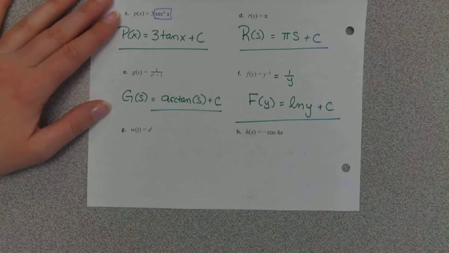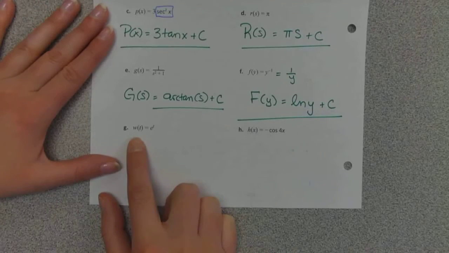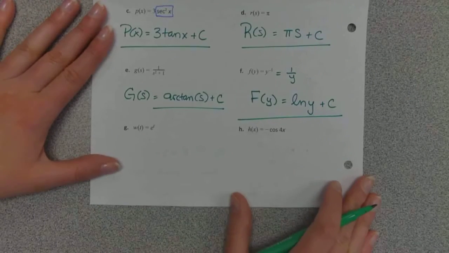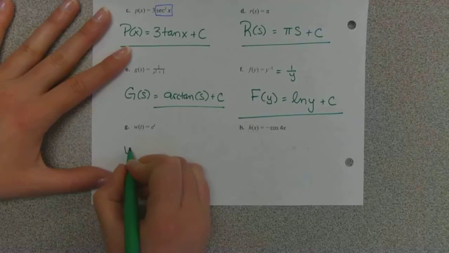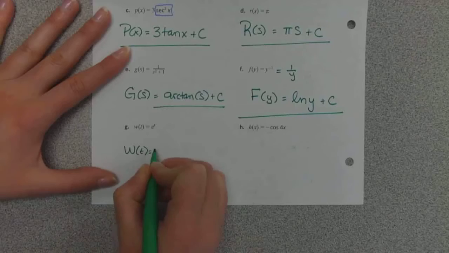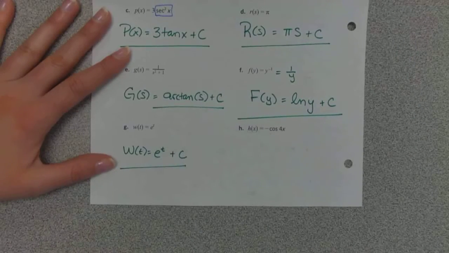Okay. All right, so the last two here, if I have a function little w of t equals e to the t, what function would have given this as its derivative? E to the t. Okay, so capital W of t is e to the t plus any constant, because the derivative of e to the t is e to the t.